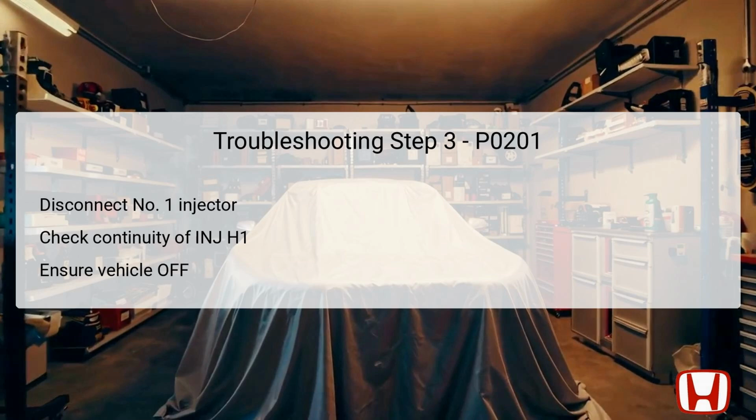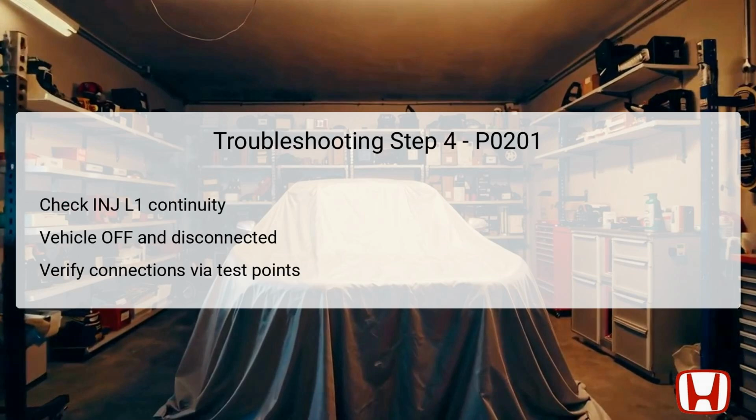A yes continuity indication means that the INJ H1 wire is functioning properly, signaling that the issue lies elsewhere. If continuity is not present, it means there's an open circuit in the INJ H1 wire that you will need to repair between the pertinent terminals. This step is a pivotal moment in isolating the issue more accurately.